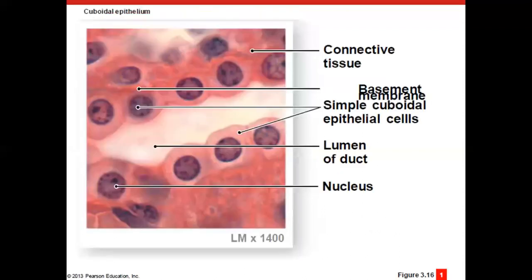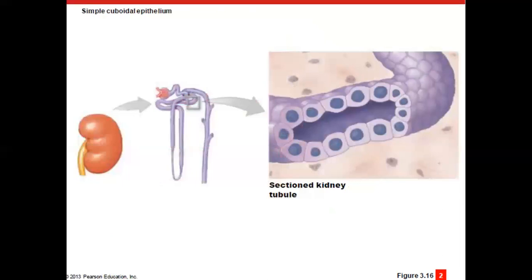So here's a cuboidal cell, kind of a square cube in shape, about as tall as it is wide, and a big round nucleus at the center. Right there is a basement membrane that anchors that to connective tissue below, just one single cell layer thick of cuboidal epithelium. And there's an example of a cross-section of the kidney. This whole structure here is called a nephron. That's the functional unit of the kidney.